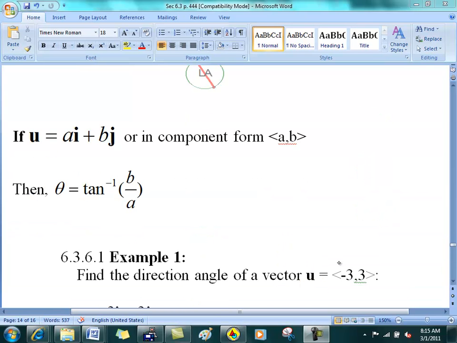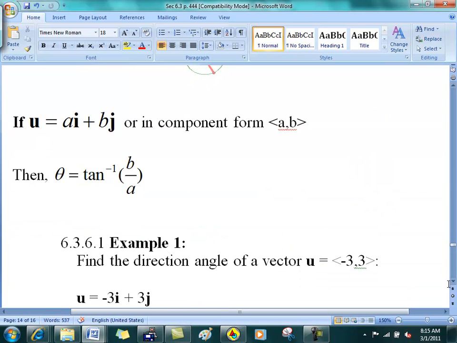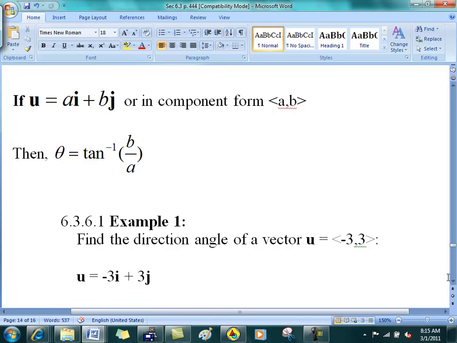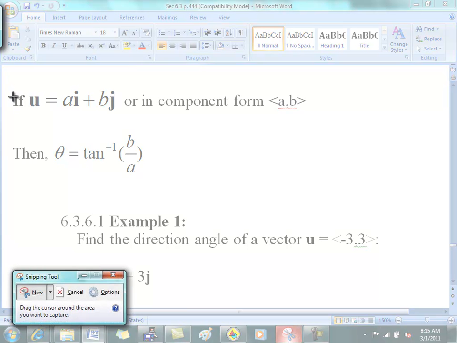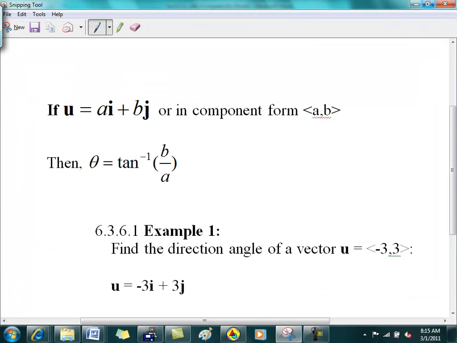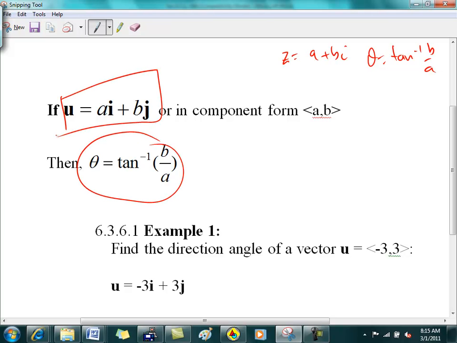So that was kind of just a picture. Here's the mathematical formulation for how you find that angle. This should look very familiar to you. It should look very much like what we did with complex numbers. Remember in a complex number we had something like z is equal to a plus bi, and then the angle was theta equals tangent inverse b over a. Well, here's the formula over again, except it's for vectors.